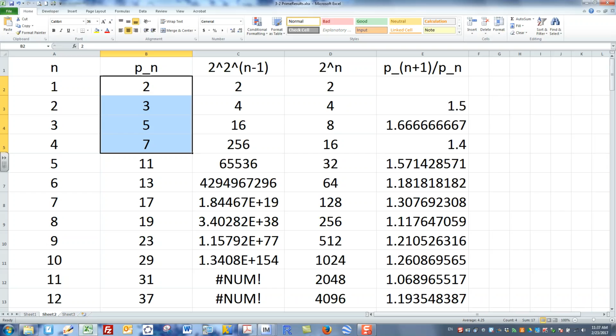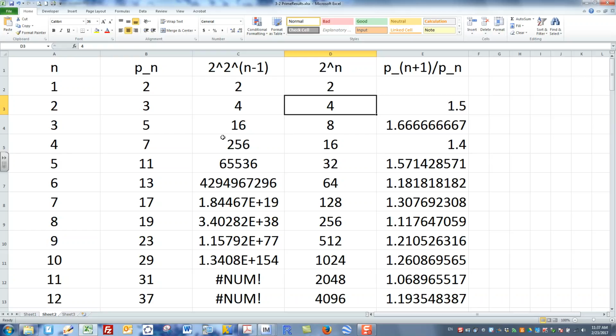So if we take a quick look here, we can see that the nth prime, which, if we start at 2, is 3, is always less than 2 to the n, which is 4. Okay, well that seems to work. 5 is less than 8. 7 is less than 16. 13 is less than 64.